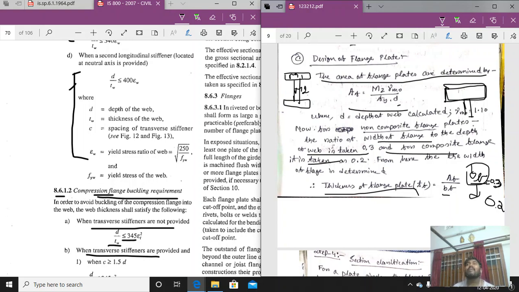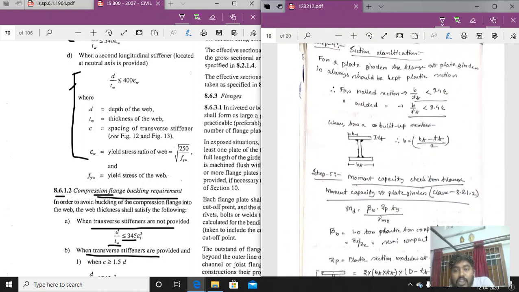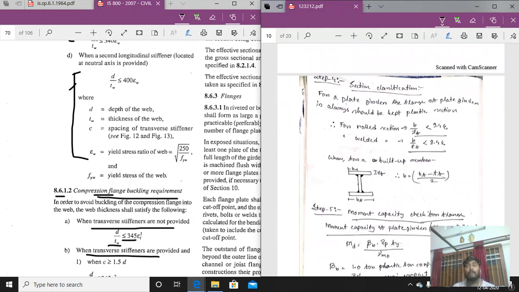So we can determine the thickness of the flange. So up to that step we have determined all the required values: depth of the web, thickness of the web, depth of the flange and the thickness of the flange, we have determined all the values. Now coming to the section classification, step number 4.